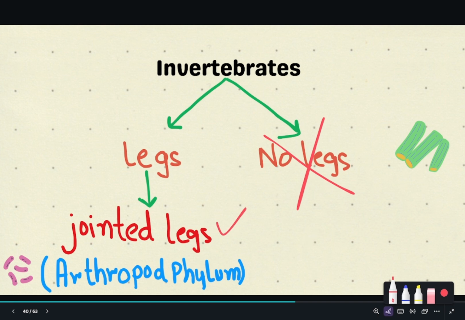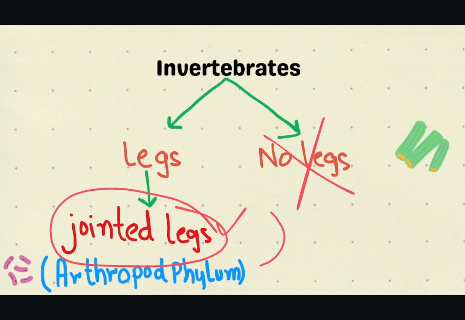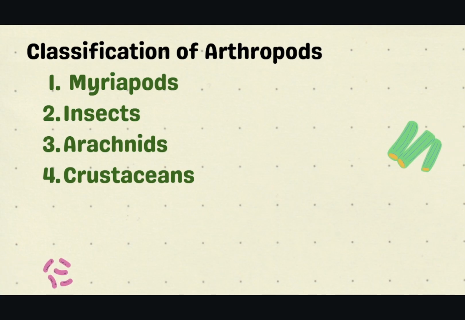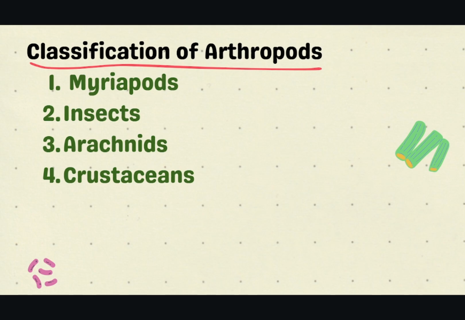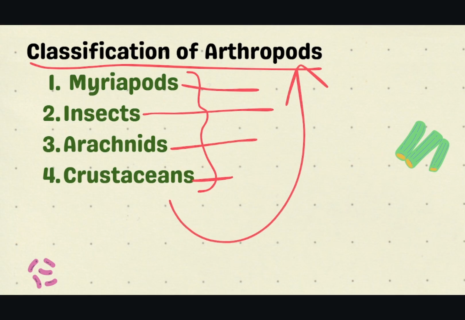What we're going to focus on are jointed legs, and jointed legs may be the arthropod. We call the invertebrates having jointed legs as the arthropod phylum. And the arthropod, so how many classifications of arthropods do we have? We have further divided the arthropods into four groups: the myriapods, the insects, the arachnids, all of these are arthropods. But just like we classified the vertebrates, we have also classified the arthropods into four distinct groups.